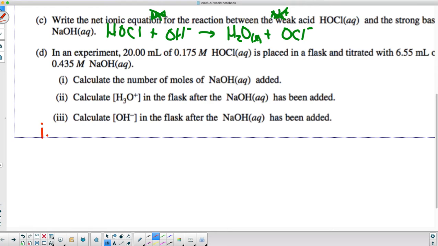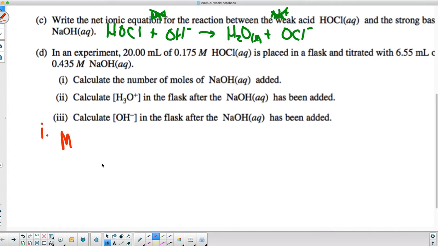For part D, single I, the first thing we want to do is calculate the number of moles of NaOH. That's pretty easy because capital M equals the number of moles per liter, or moles per volume, and the volume must be in liters. So if I'm solving for moles, moles equals capital M times V, the number of liters. We have to change our volume from milliliters to liters for this to work.